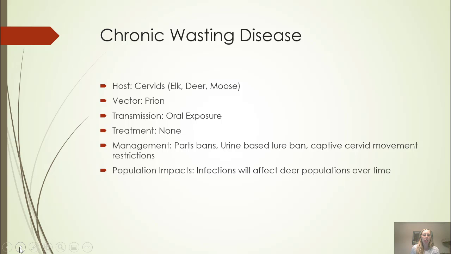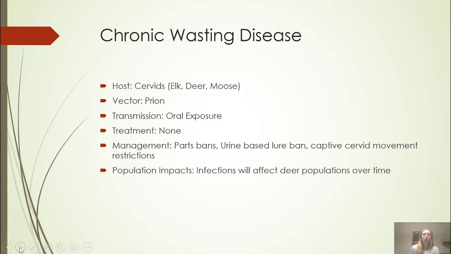It's transmitted often through oral exposure. An infected animal will shed these prions through saliva, through feces, things like that. Those get on the food sources of other animals, and then it is transmitted. There is no treatment for this disease.